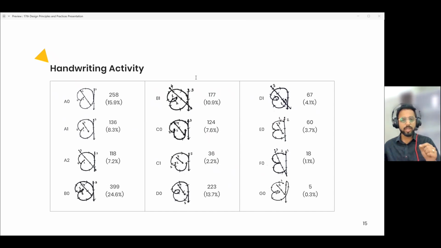Some strokes were joined together to be written as a single stroke, whereas some single strokes were divided and written as multiple strokes. This implied that students could not clearly identify and distinguish separate parts of the letter form.